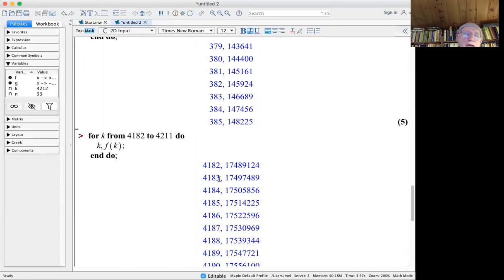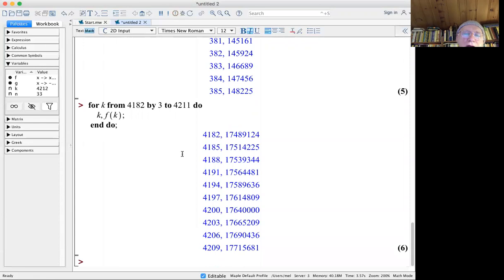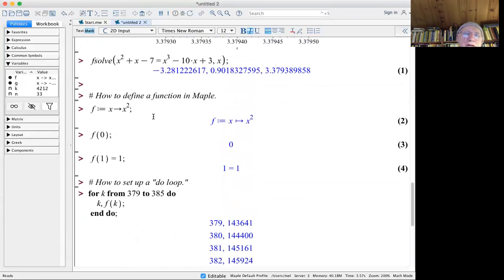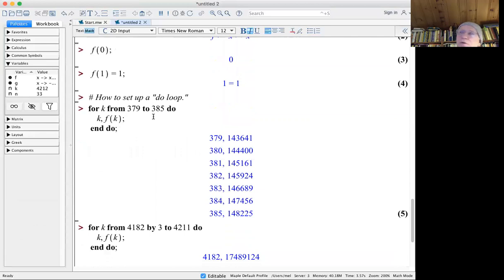Suppose I only want like every third one. I could say go up by threes. So I would put in by 3, and now I'm going up by 3. I start at 4182, and then plus 3, 85, 88, and so forth. Okay? This is just a little bit of practice using a loop.